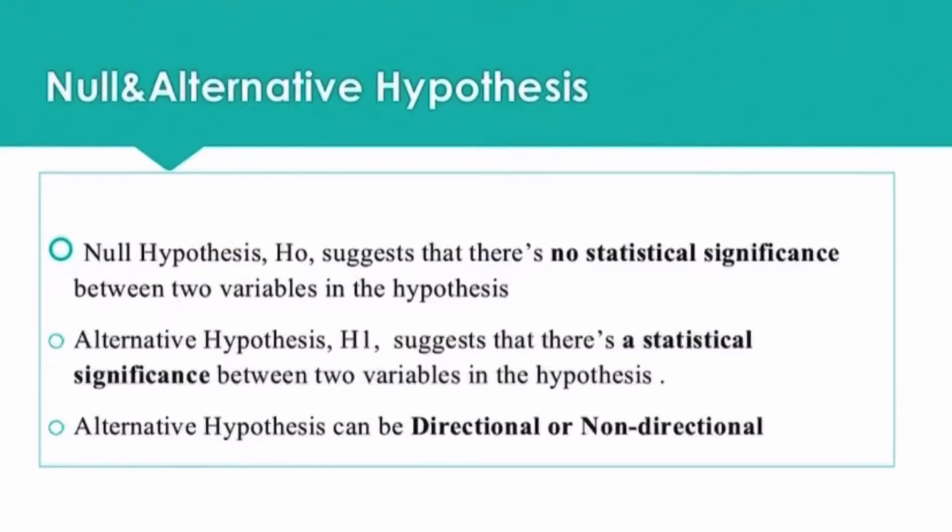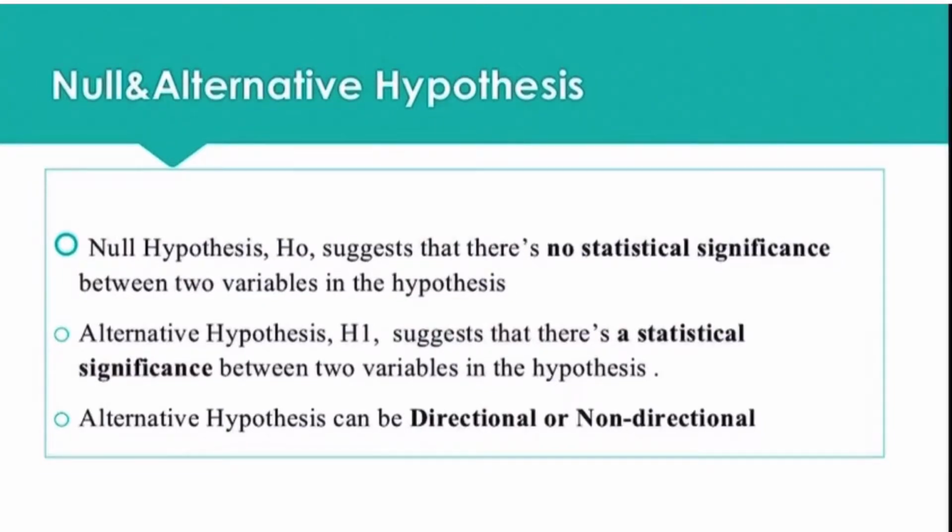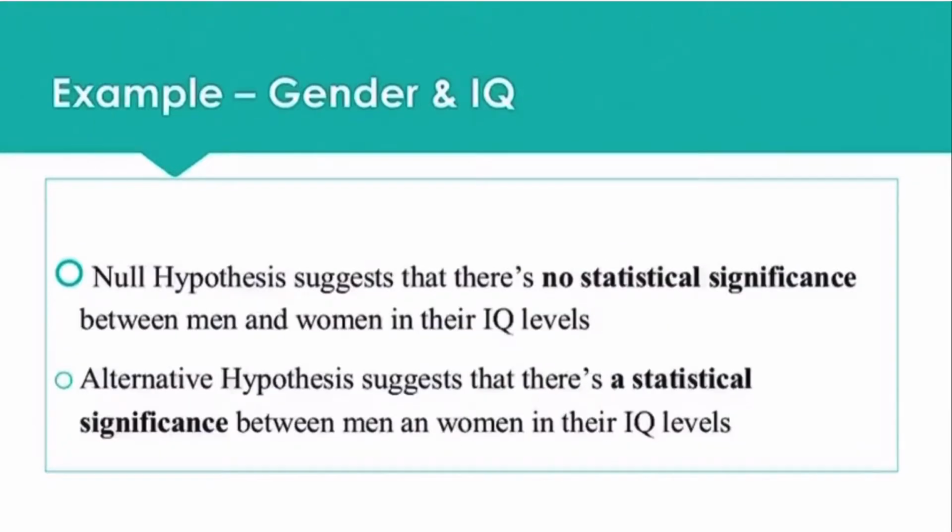Null hypothesis suggests that there is no statistical significance between the variables involved in hypothesis. So null hypothesis will state that there is no significant difference between the groups involved or there is no significant relationship between the variables involved. On the contrary, alternative hypothesis suggests that there is a statistical significance between the variables in the hypothesis. So alternative hypothesis will say that there is a significant difference between groups considered for the research. There is a significant relationship between variables involved.